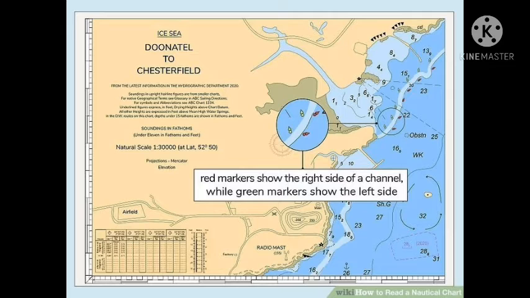you travel. Travel markers are numbered, making tracking your route easy. Red markers show the right side of a channel, while green markers show the left side. The apparent colors keep you oriented no matter which way you travel.